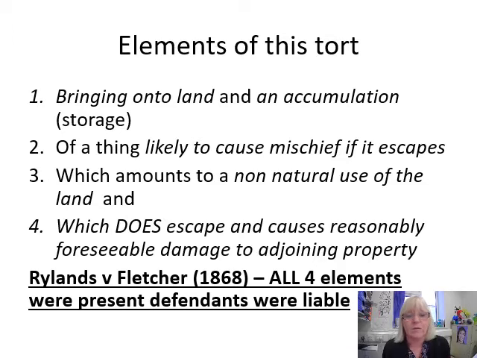Thirdly, we are not using the land in the natural way that it was intended to be used. And finally, it does escape and it causes reasonably foreseeable damage. Okay, and that brings us a little bit into the region of Wagon Mound. Is the damage actually foreseeable or not? So all four elements were present in Rylands and Fletcher.